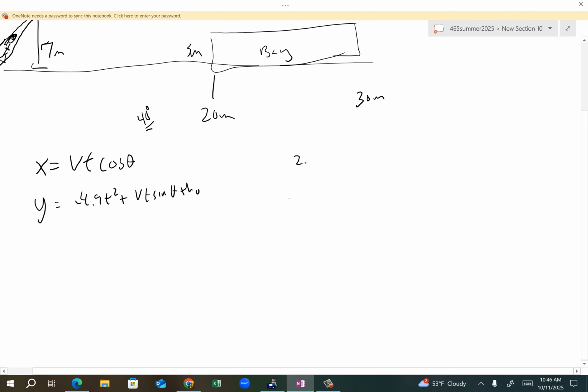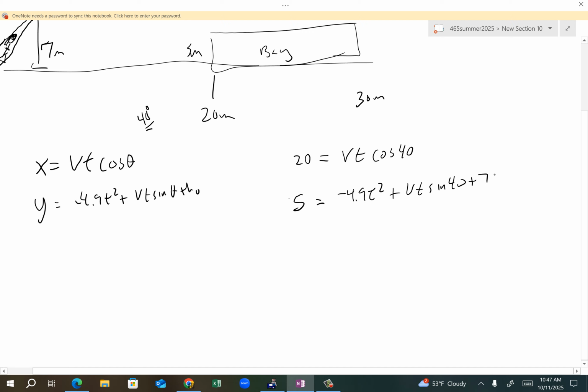She needs to go somewhere between 20 and 30 meters. I'm going to do them both. So 20 equals vt cosine 40. You with me? And then 5 equals negative 4.9 t squared plus vt sine 40 plus 7.